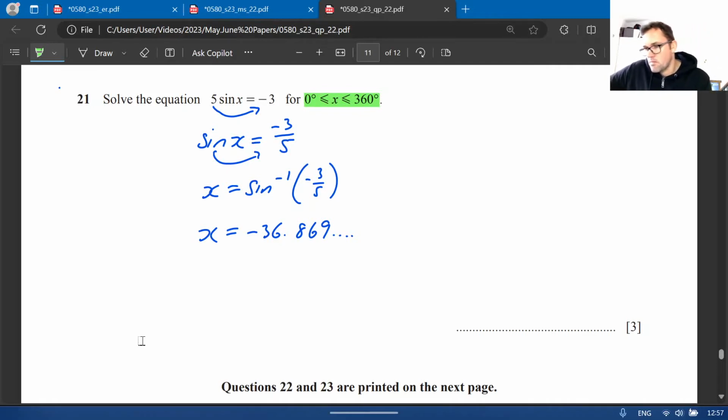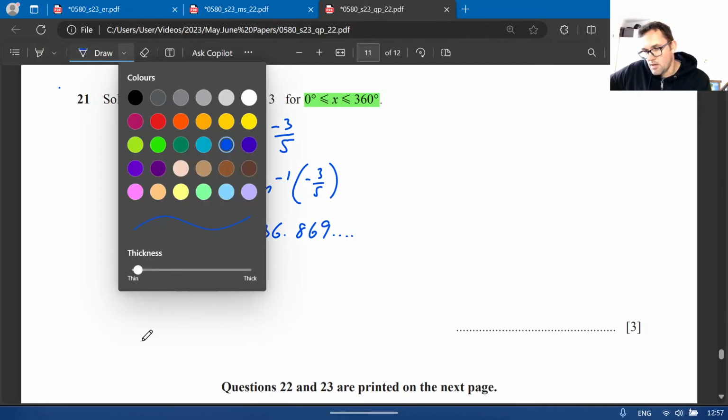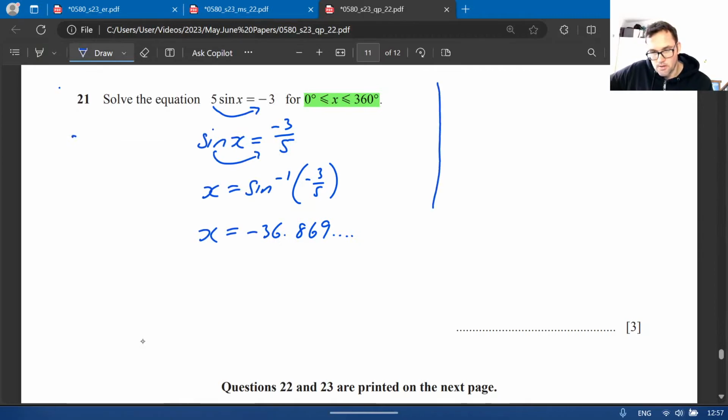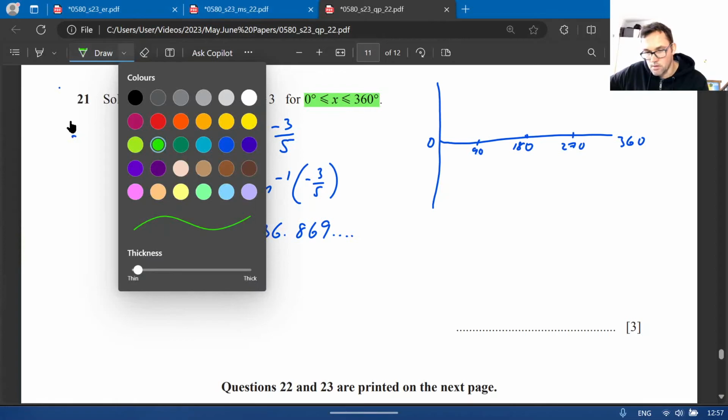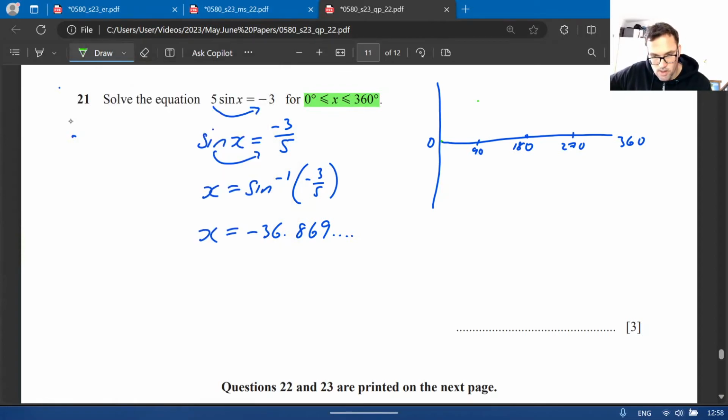This is when we need to remember what a sin graph looks like between 0 degrees and 360. Remember there's 180, there's 90, there's 270. Do you remember what it looks like? Well, if you forget, just put it in your calculator. Sin 0, well, that's 0. Sin 90, that's 1. So the sin graph starts at 0, and when it gets to 90, it needs to be up at 1.